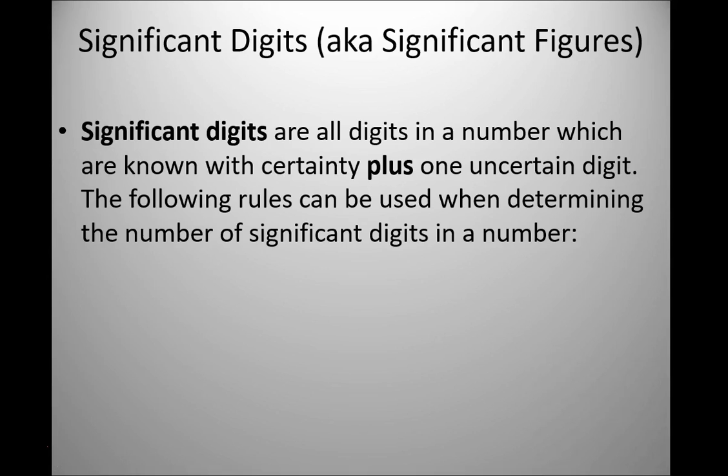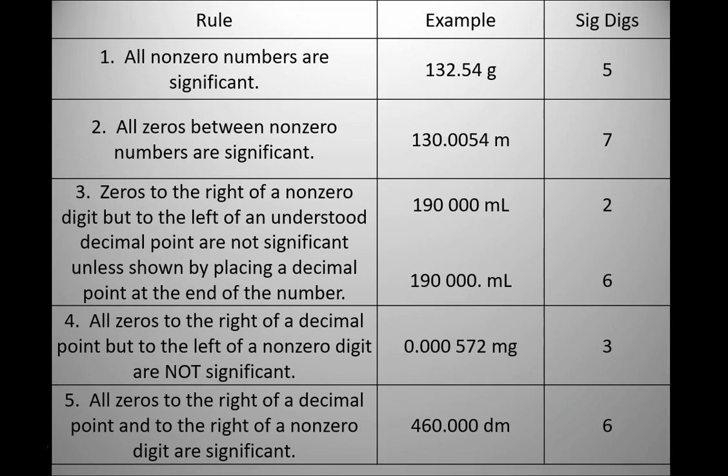All right, so significant digits. Remember, it's the numbers that you know for certainty plus that estimated digit. There's a bunch of rules for counting significant digits, and if you want to, you can try to memorize these, although to be honest, I don't think it's worth doing it that way. There's a little trick you can use to remember it. Anything that's a non-zero number is always going to count no matter what. So 132.54 grams has 5 significant digits.